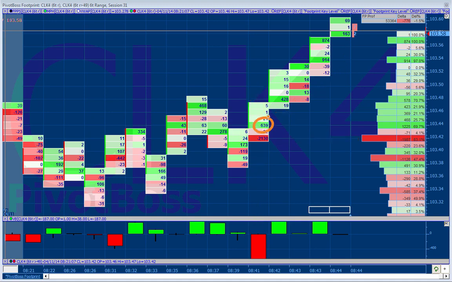And look at this. 639 to buy, 428 to buy, 914 to buy, 876 to buy, 163 to buy. So after this person came in and got trapped, look at all the buyers that came in to squeeze that person out of their trade. Not only that, this person became part of the reason that price pushed higher. You see it right there.